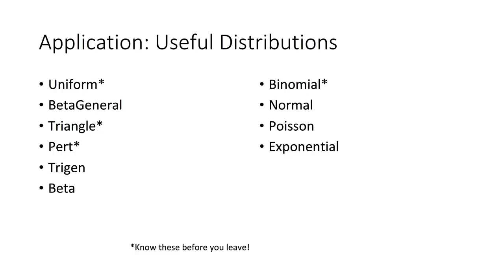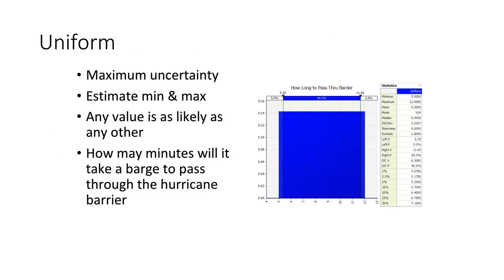Okay? So let's begin with the uniform distribution. The uniform distribution is useful to use when you're dealing with a lot of uncertainty. So let's imagine our example here. How long does it take to pass through the barrier? How long would it take a barge to pass through this hurricane barrier? And your response might be, we don't have any data on that. So then I might say, okay, so it's between plus and minus infinity. And you'd say, no, we can do a lot better than that.